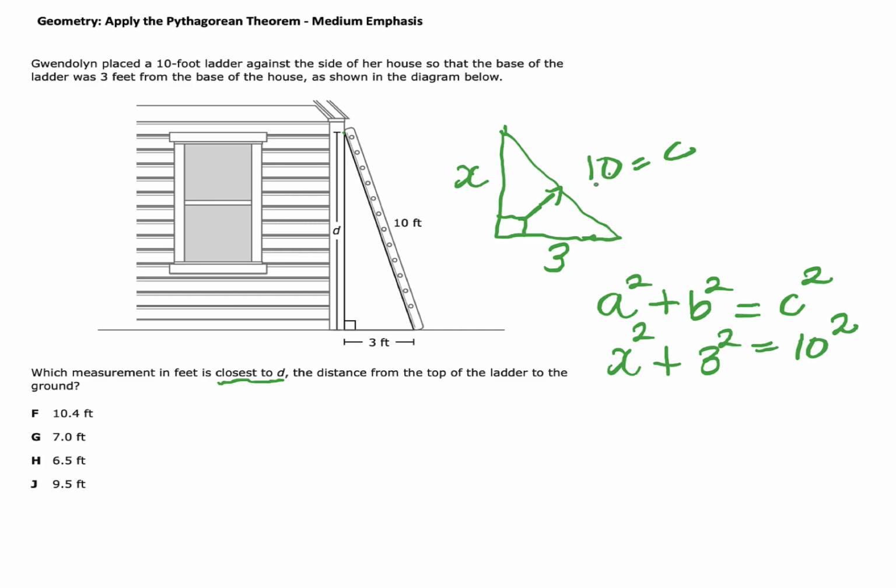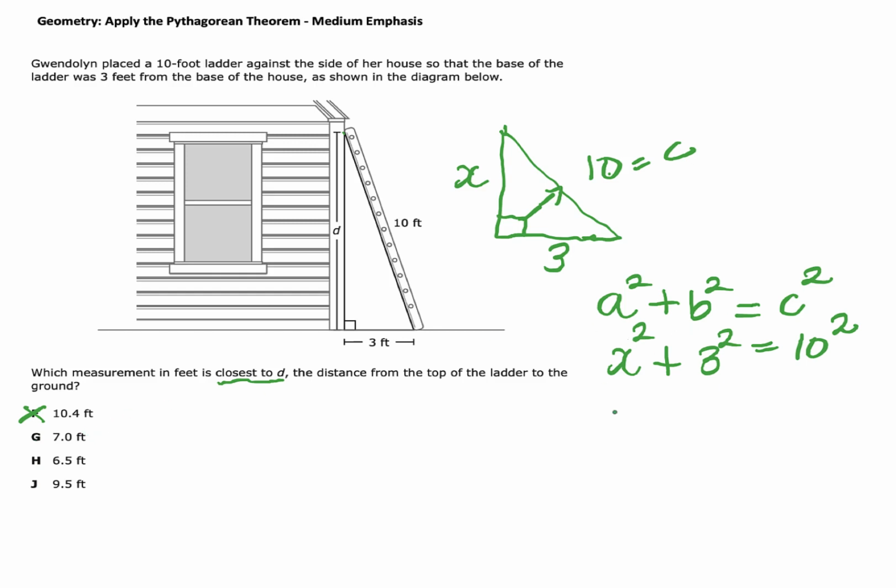So your answer for this question cannot be greater than 10. So right away, you can eliminate F. Your answer for X must be less than 10. So you're kind of stuck now because you have G, H, and J. So you still got to do some math. But that would help you if you need to narrow down an answer.